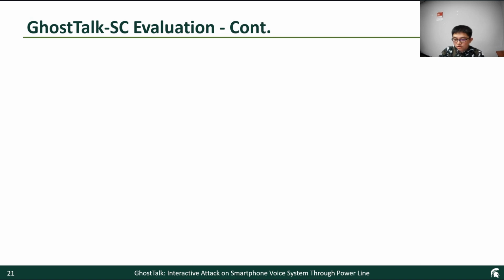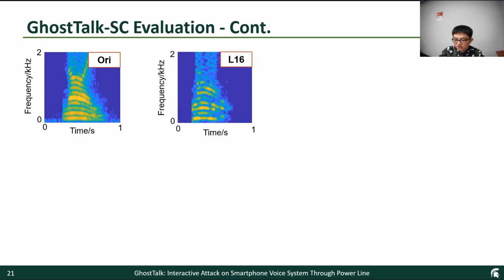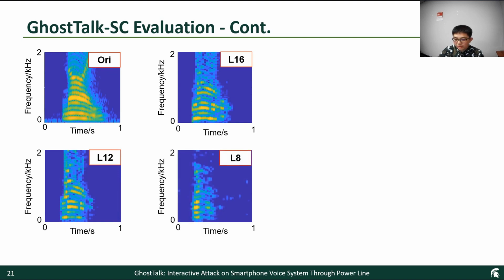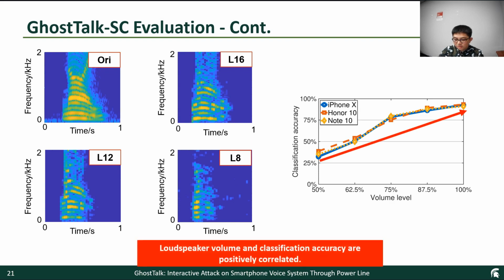Also, we test GhostTalk SC performance under different volume settings. The first figure shows the spectrogram of the original spoken word 1, and the second figure is what we recovered from the charging current at the highest volume level 16, which is very close to the original one. But if we turn down the volume to level 12, the quality will degrade. For a lower volume level like level 8, only a few patterns remain. For 3 different models of smartphones, we find that loudspeaker volume and classification accuracy are positively correlated.